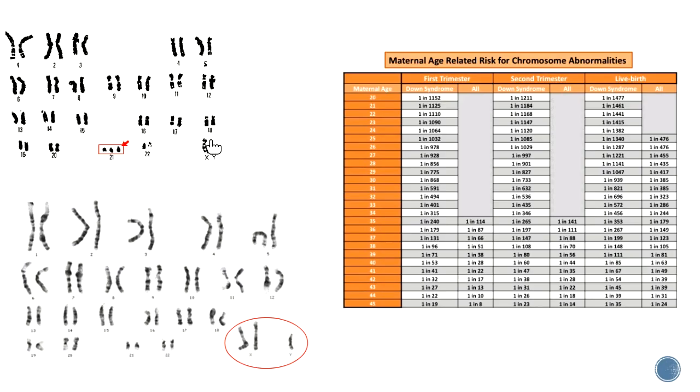So here are some examples of karyotypes. You can see some problems. As I mentioned, you can have three copies of chromosome 21. This is trisomy 21, Down syndrome. Here's an example of a problem with the sex chromosomes. This is Klinefelter's. We've got two X's and a Y.